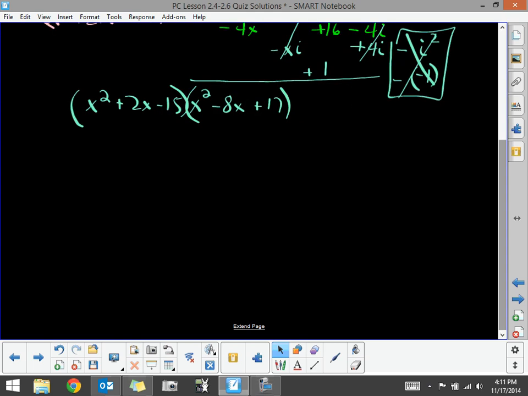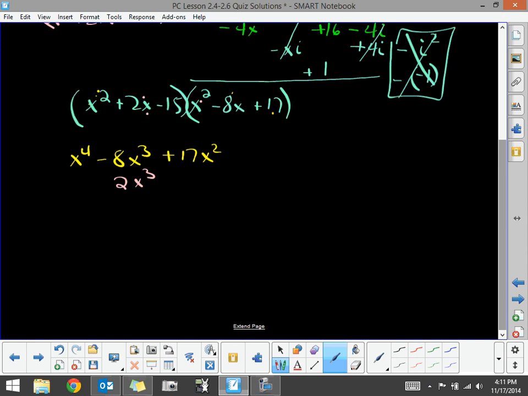Now I'm going to hit the second round of distributing. So I got to take the x squared times the x squared, which is x to the fourth. I got to take the x squared times the negative 8x, which is a negative 8x cubed. x squared times 17 is a positive 17x squared. Now we're going to go through with the 2x. So 2x times x squared is 2x cubed. 2x times a negative 8x is a negative 16x squared. And 2x times 17 is a positive 34x.